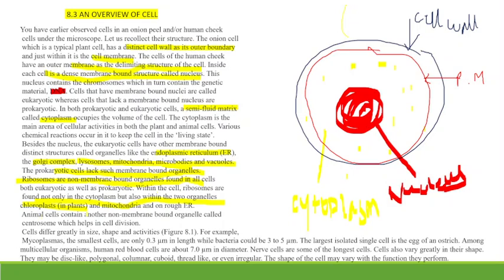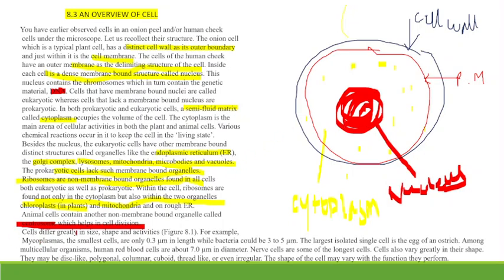Then animal cells contain another non-membrane bound organelle called the centrosome, which helps in cell division. So what is the role of the centrosome? That it helps in cell division. Its detailed structure and role we will discuss in the upcoming classes, that is, what is the actual role of the centrosome at the time of the cell cycle and division.